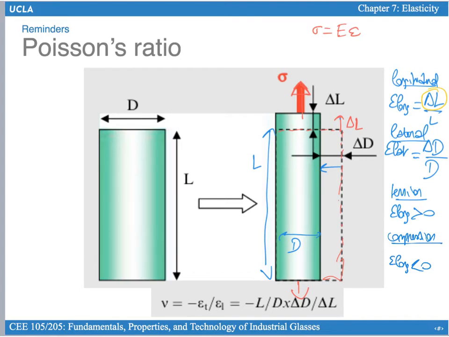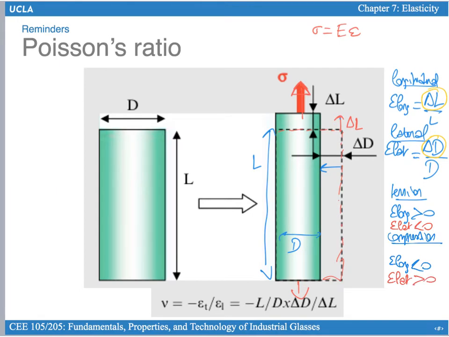So for example, again, if you apply a tension, the material will elongate longitudinally, so delta L will be positive, but the material will shrink laterally, which means that delta D will be negative, D is decreasing, and so the lateral strain will be negative. If you apply a compression, then the longitudinal strain is negative because the material is becoming smaller in the longitudinal direction. In that case, delta D will be positive. The material will try to expand laterally to keep its volume constant. And if delta D is positive, the lateral strain will this time be positive.